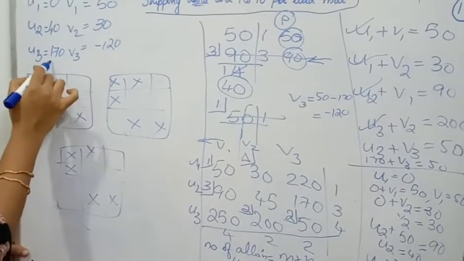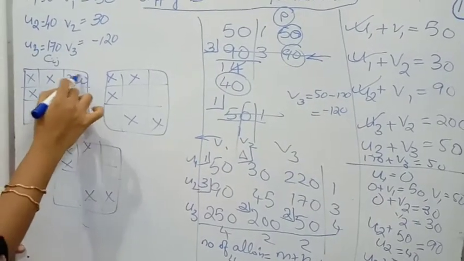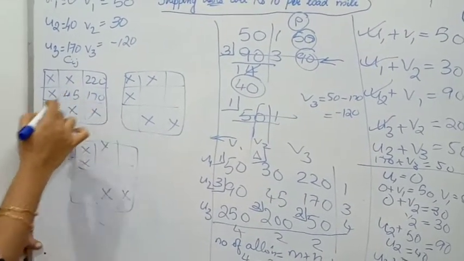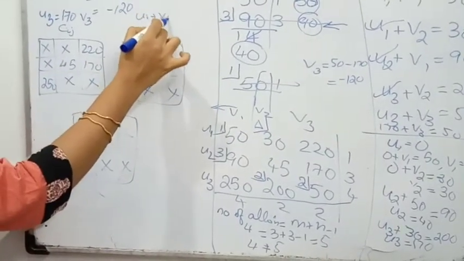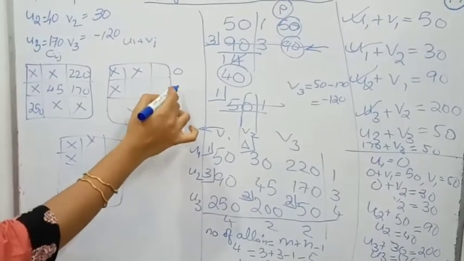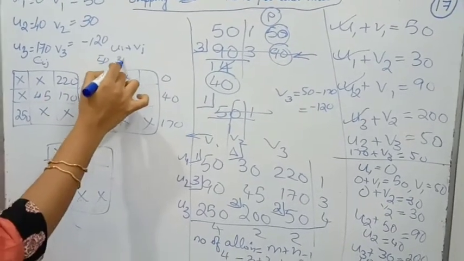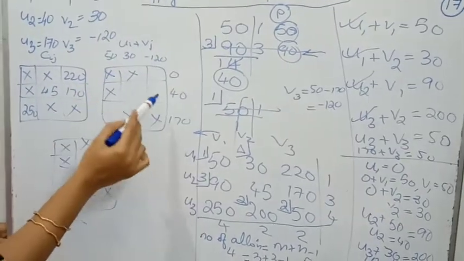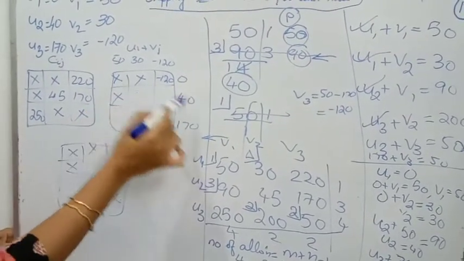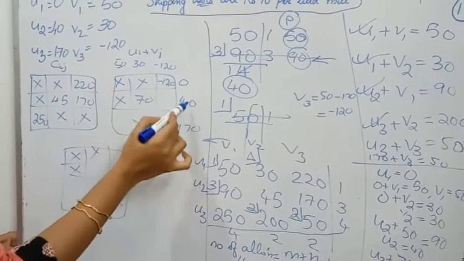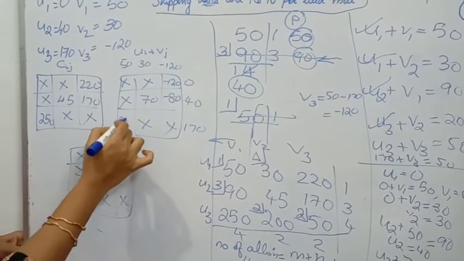And what is your first table name? It is Cij. So you can just copy the cost of the previous cell. What is it? 220. Here comes 45, 170, and here it is 250. And what is this table name? Ui plus Vj. So now you got the UV values, right? 0, 40, 170, and its V columns are 50, 30, and minus 120. Add 0 plus minus 120, it is minus 120. Here comes 30 and 40. When you add 30 and 40, it is 70. Minus 120 and 40, it is minus 80. And here it's an intersection of 50 and 170, it is 220.